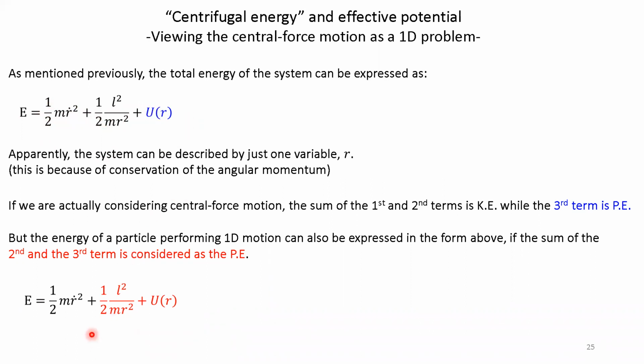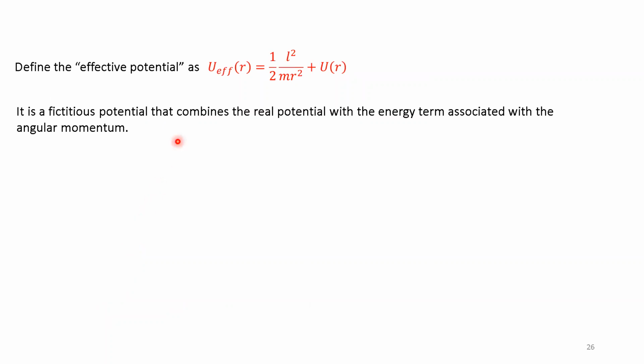So that is written here. The second and third terms are the potential energy, and in fact we call it the effective potential energy. Of course, you know that this is not real, because this term is really a kinetic term, so that's why we call it a fictitious potential. We combine the real potential, U of r, and the kinetic energy term that is associated with the angular momentum.